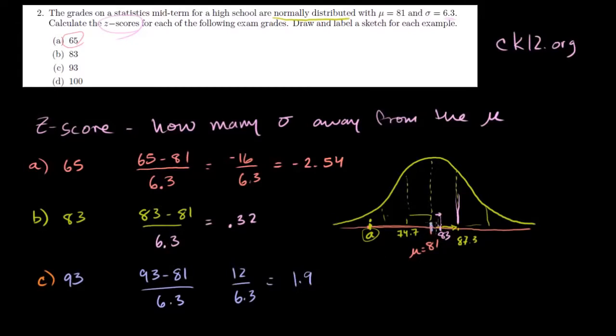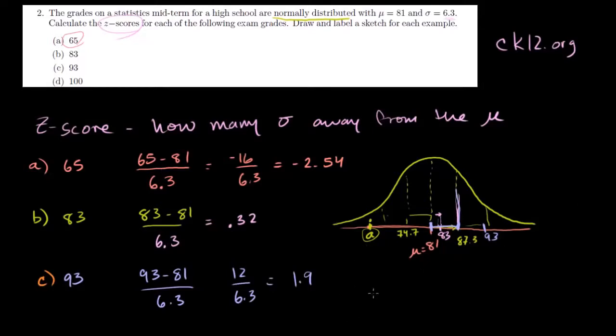So the mean's 81. We go one whole standard deviation, and then 0.9 standard deviations, and that's where a score of 93 would lie right there. Its z-score is 1.9. All that means is 1.9 standard deviations above the mean. Let's do the last one.